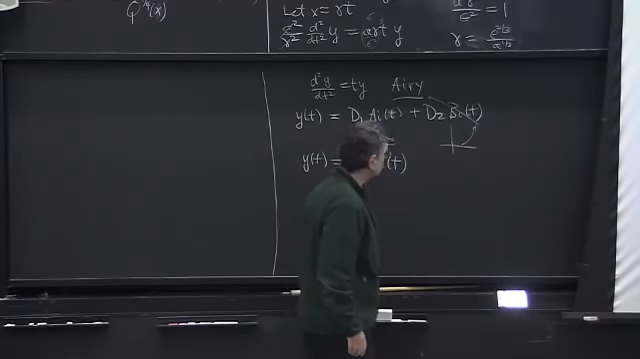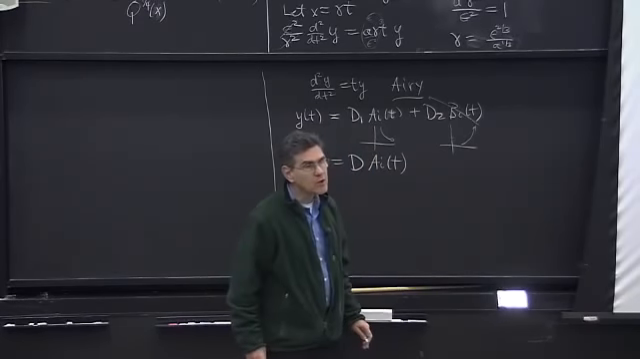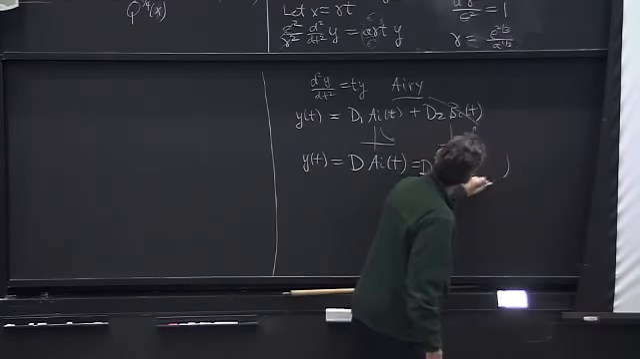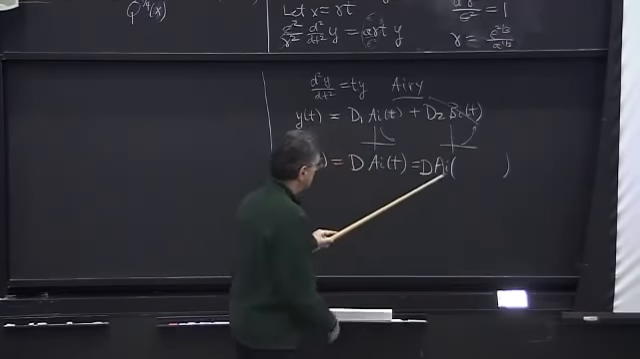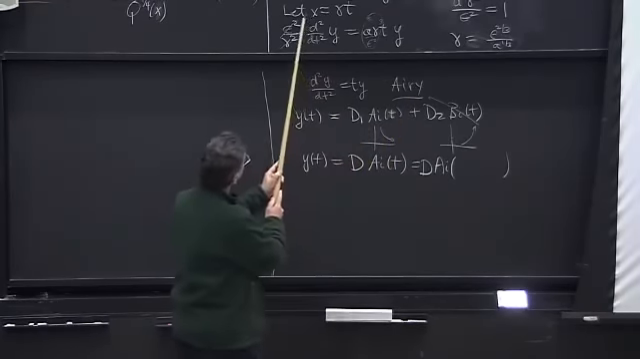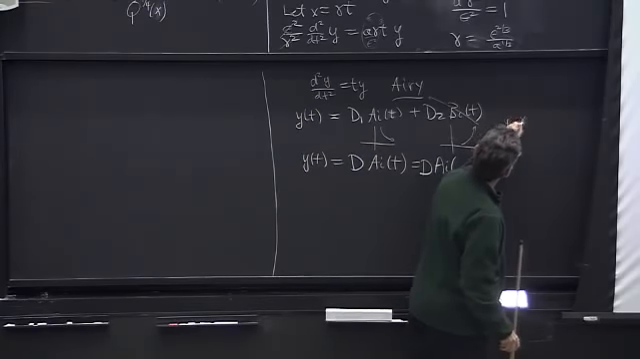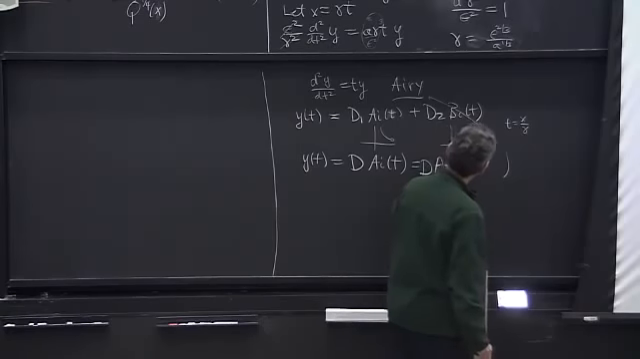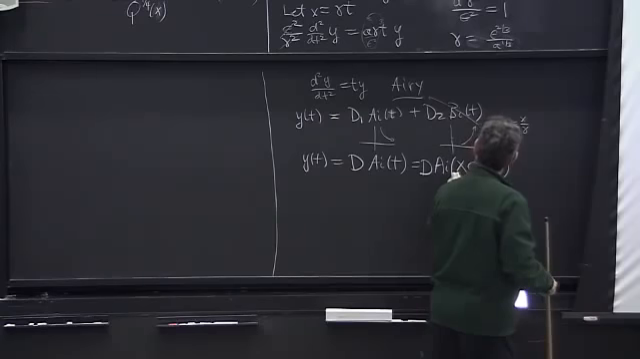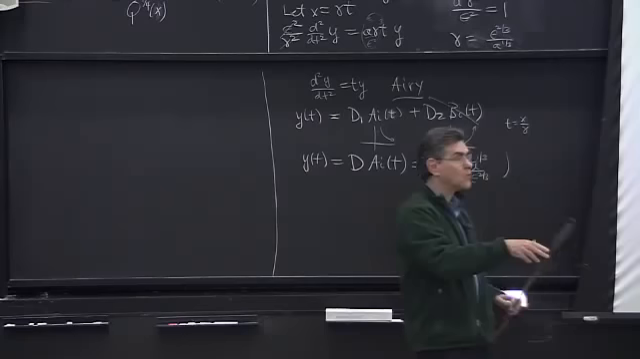Okay, so this is the solution, but I don't want the solution in terms of t. We're looking for a solution in terms of x. So this becomes d times Ai of, now what is t from this equation here? t is x over gamma, right? t is just x over gamma. So I have to write down x divided by gamma, which is a to the 1/3 over epsilon to the 2/3. And now we're beginning to see the answer to your question.